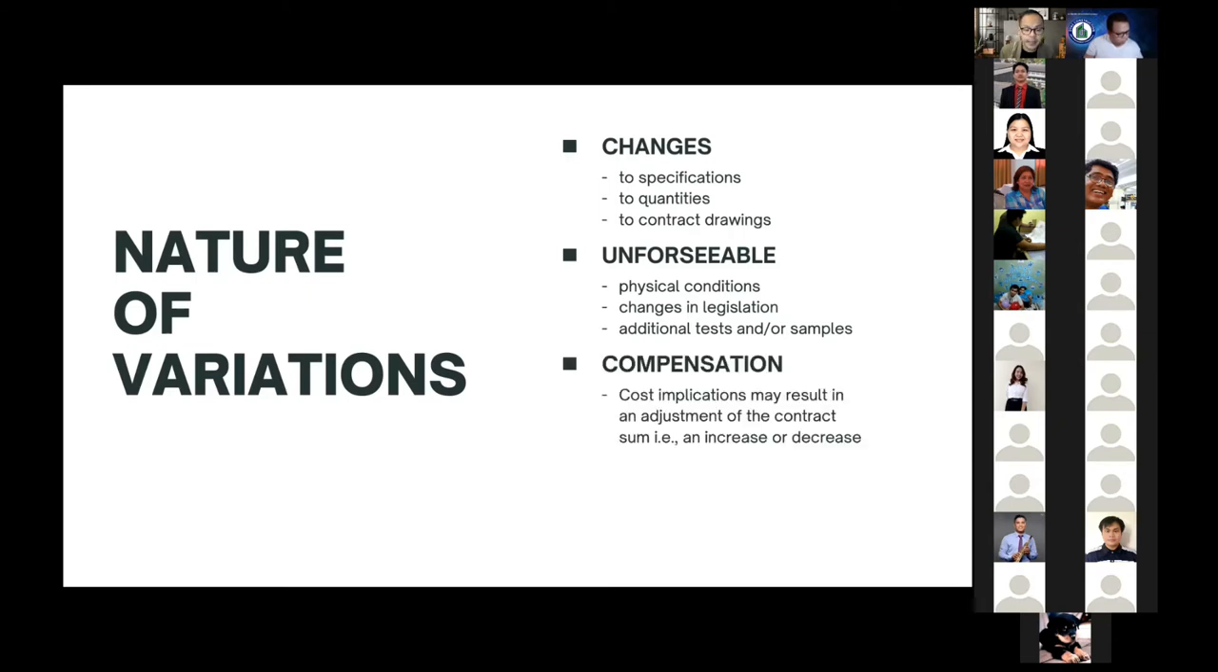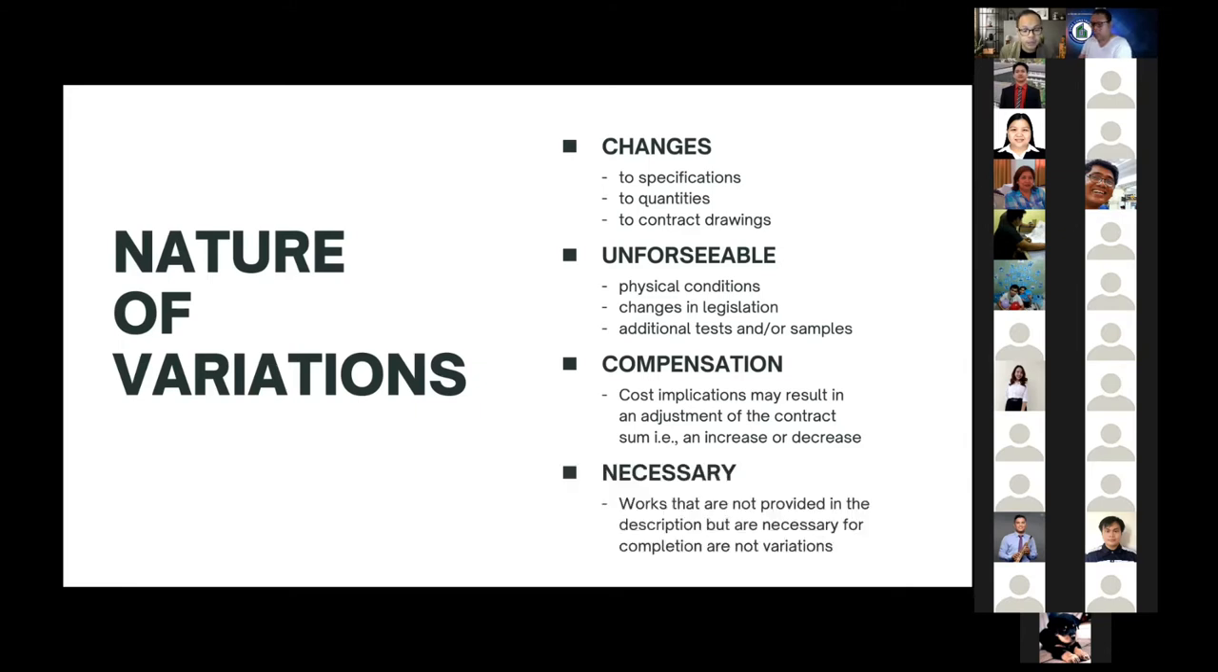And in cases where compliance to the instruction will lead to the contractor incurring additional costs, the contractor may, according to the provisions of the contract, be compensated in terms of monies, extension of time for completion, or both. While a specific work is not mentioned in the descriptions, it is generally accepted that the contractor has an implied obligation to carry out the works and bring such works to completion. So therefore, all the works which are indispensably necessary are included and do not give rise to a variation.